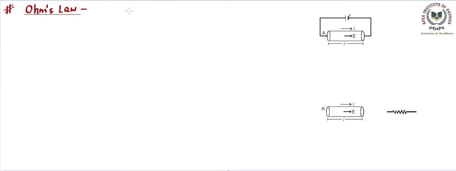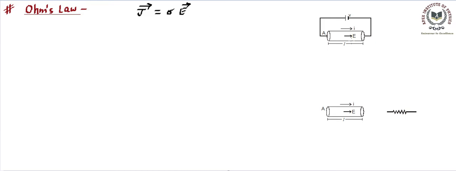Ohm's law. So this relation J is equal to sigma E is known as Ohm's law, where J indicates current density, sigma indicates conductivity of the material, E indicates electric field inside the conductor applied due to external source. So this is Ohm's law.